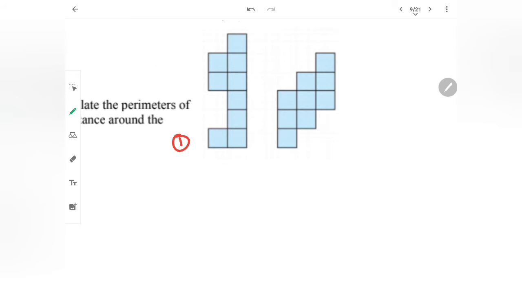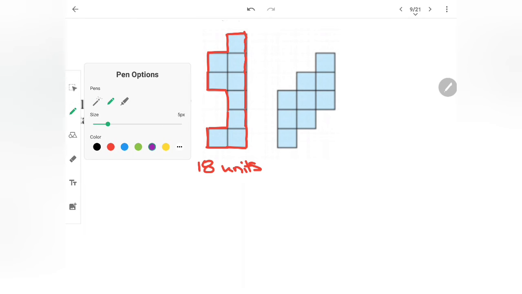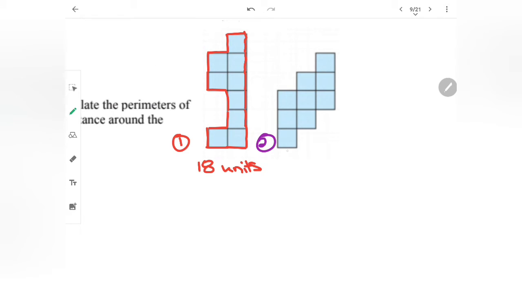Figure 1 is going to have a perimeter of 1, 2, 3, 4, 5, 6, 7, 8, 9, 10, 11, 12, 13, 14, 15, 16, 17, 18. It's going to have a perimeter of 18 units. Since we technically don't know what the measurements are, we're going to call them units. And figure 2 should have a perimeter of 1, 2, 3, 4, 5, 6, 7, 8, 9, 10, 11, 12, 13, 14, 15, 16. Should have a perimeter of 16 units.